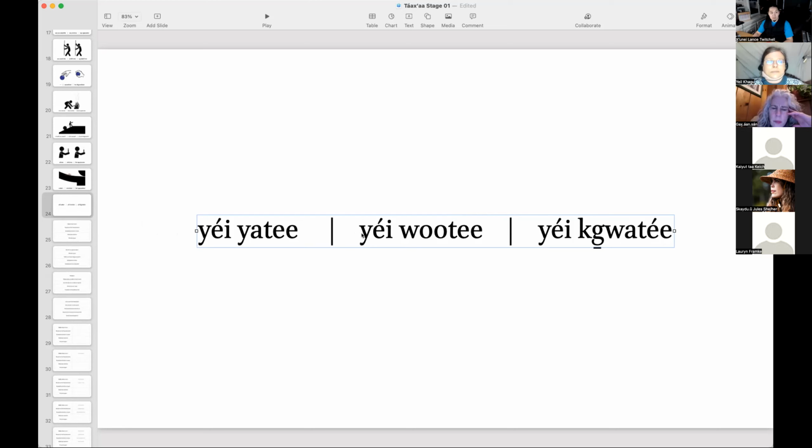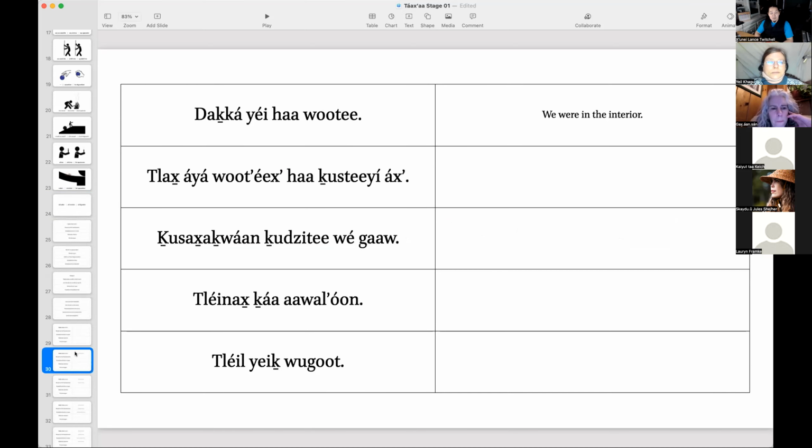Deshu yewuti, well, usually you say Deshu yeyati, they are at Héen's. Deshu yewuti, they were at Héen's. Deshu yekwati, they will be at Héen's. So in this case, we were in the interior.